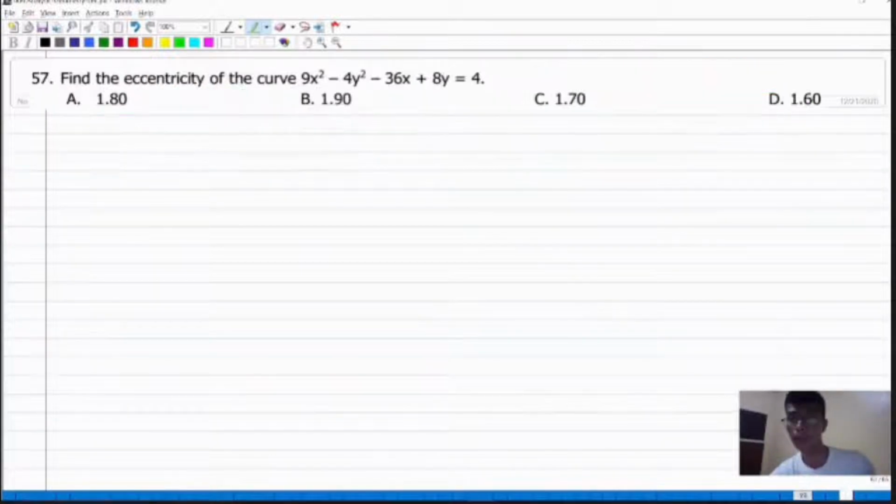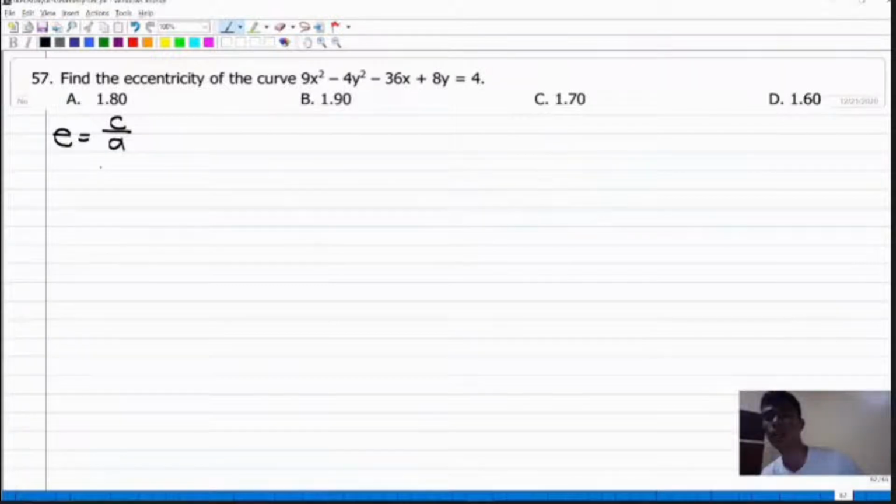Para sa ating last question, number 57, find the answer. Plus 8y is equal to 4. Siguro, eccentricity, isa lang naman yung solution sa eccentricity, e is equal to c over a. Kailangan lang natin makakuha ng value ni c and then value ni a. And nakukuha nga natin yan kapag ang equation ng ating conic section ay standard form. So, hindi pa yan standard.